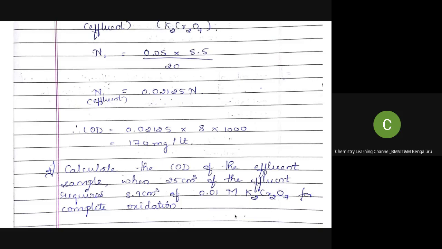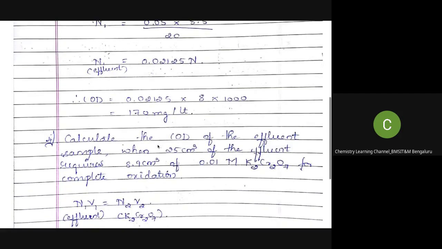Here, the volume of the sample taken was 25, and to oxidize the organic impurities, 8.9 cm cube of potassium dichromate was consumed, and the concentration of potassium dichromate is 0.01 M. Molar concentration is given here, and in this case the M1V1 is equal to M2V2 molarity equation is not going to work. So instead, we'll convert this molarity into normality. You know, right? Normality is equal to molarity into N factor. So let us use that, and again we'll follow the same method as we used for the previous numerical.